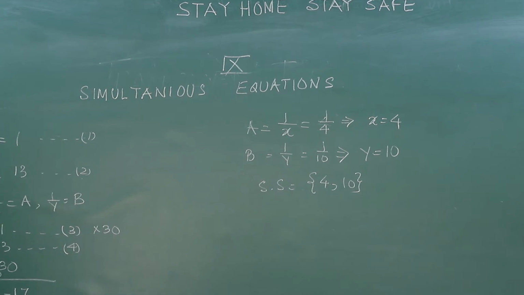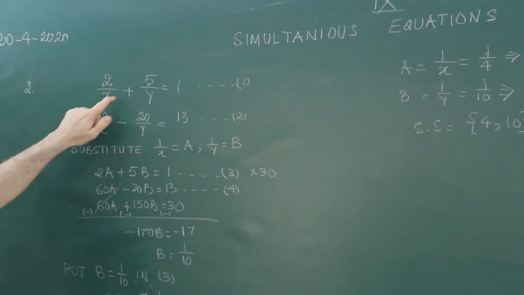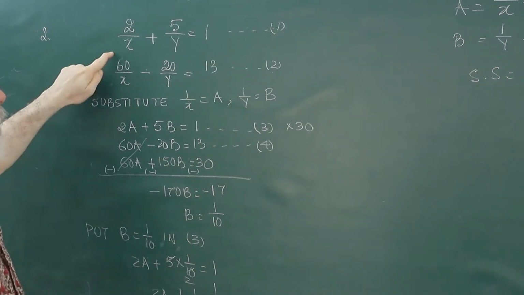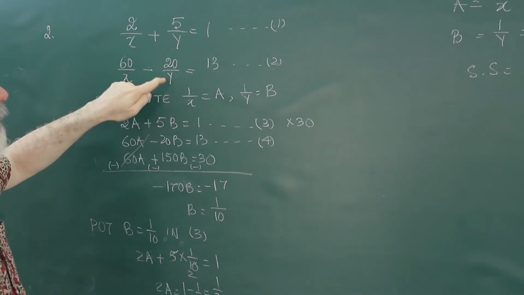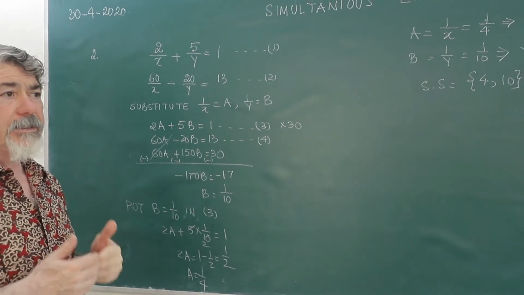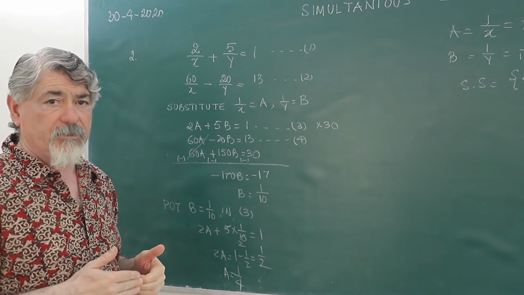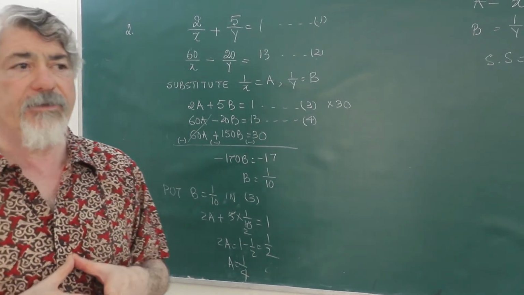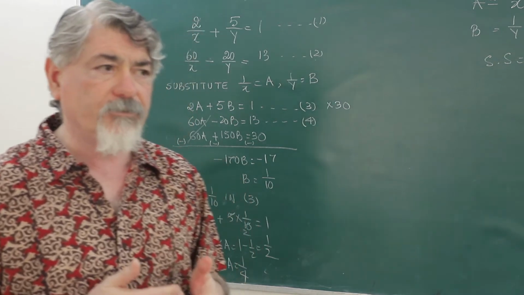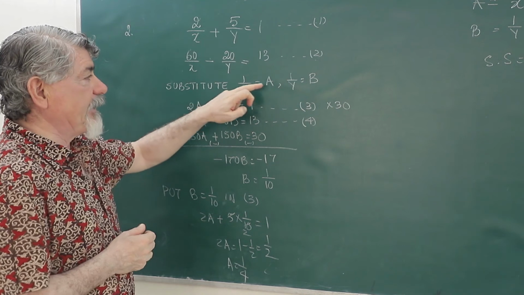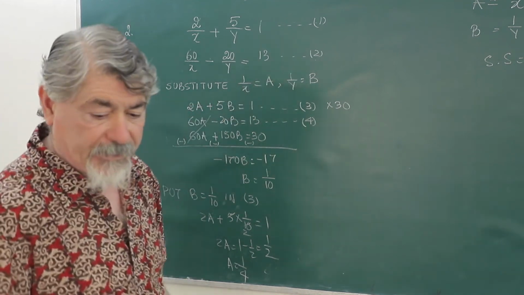Second question in this series is 2 upon x plus 5 upon y is equal to 1. First equation. 60 upon x minus 20 upon y is equal to 13. Second equation. Again, x and y both are in the denominator. I told you in the first equation, whenever you come across such kind of questions, what you do is you substitute 1 upon x as a and 1 upon y as b.